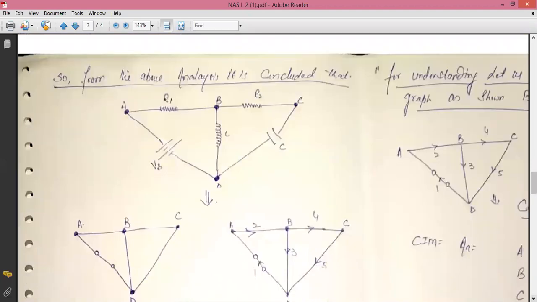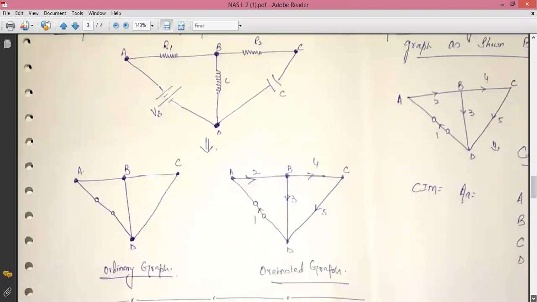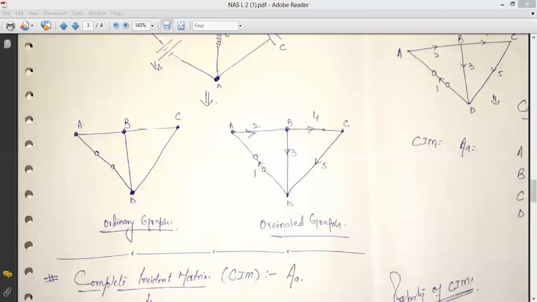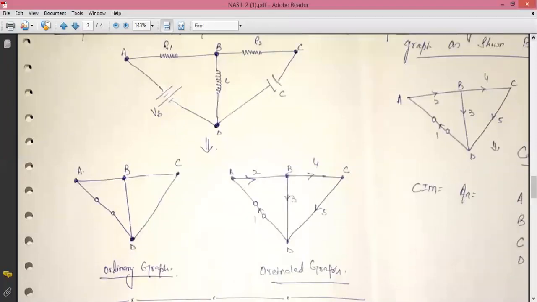So you can see this diagram. Now from the graph it is concluded that you had one circuit, and you made two graphs of this circuit, on the left hand side and on the right hand side. Now on the left hand side you see a graph called the ordinary graph, and on the right hand side you see a graph that is called the oriented graph. So you see you have one circuit shown in the figure. I can convert this circuit into two types of graph. This is called the ordinary graph and this is called the oriented graph.